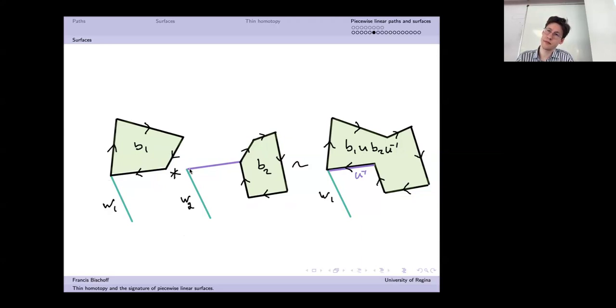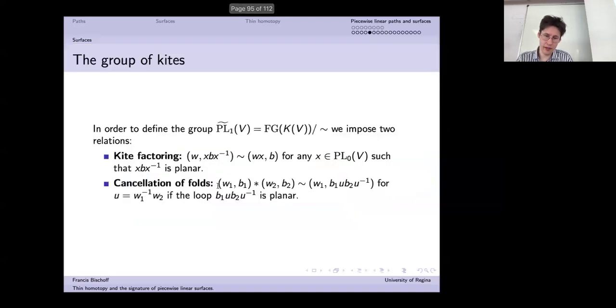Did the first segment of W2 coincide with W1? Exactly, the first segment of W gets canceled out. I see. So W1 B1 times W2 B2 is equal to this, where U is W1 inverse W2, if this loop is planar. So notice that this imposes cancellation of folds.